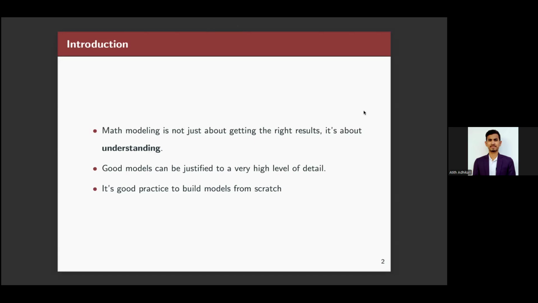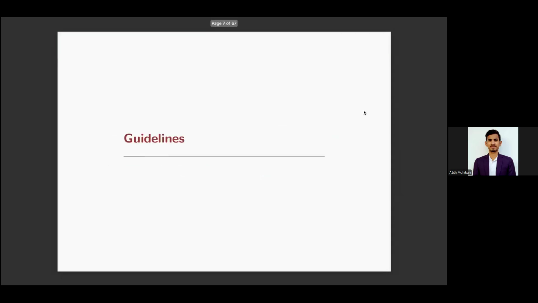And to practice doing so, it's always a good idea to build models from scratch, even when you know of an existing model which may apply, but you still want to understand how it actually works and how it is specifically applicable to the situation that you're dealing with. And so before we get into the problems, I'll introduce some guidelines.